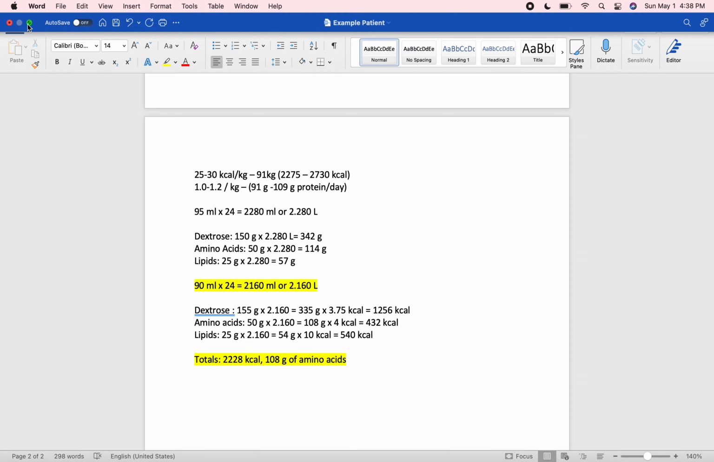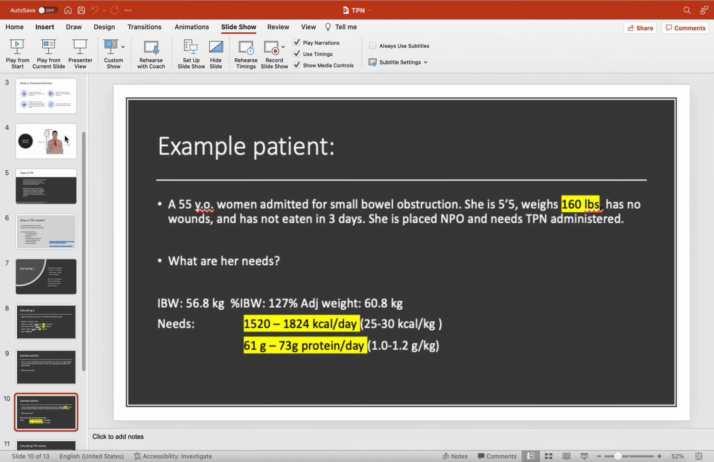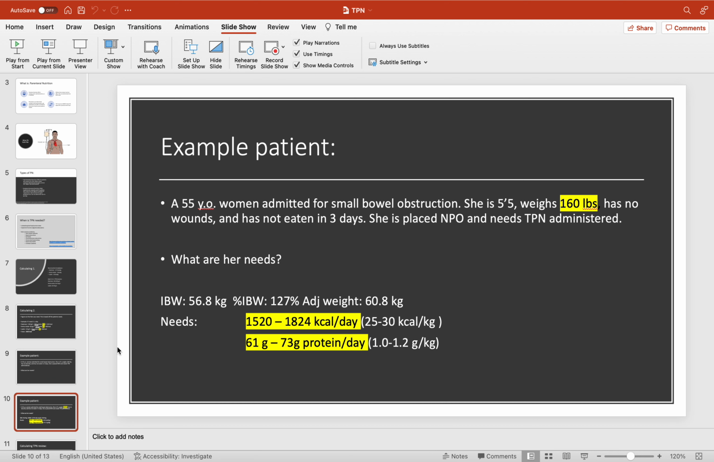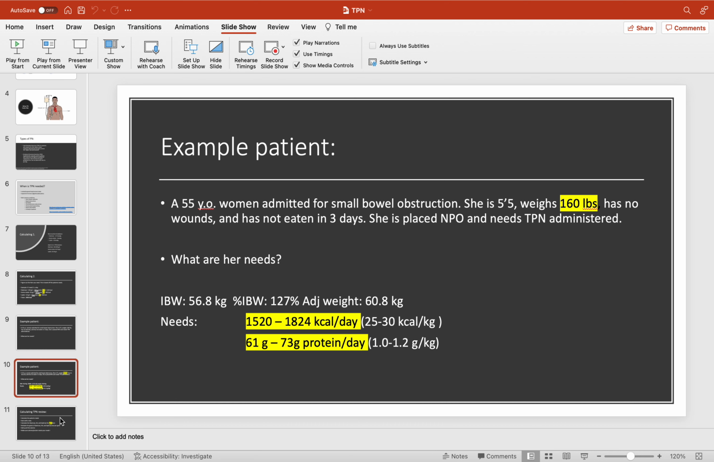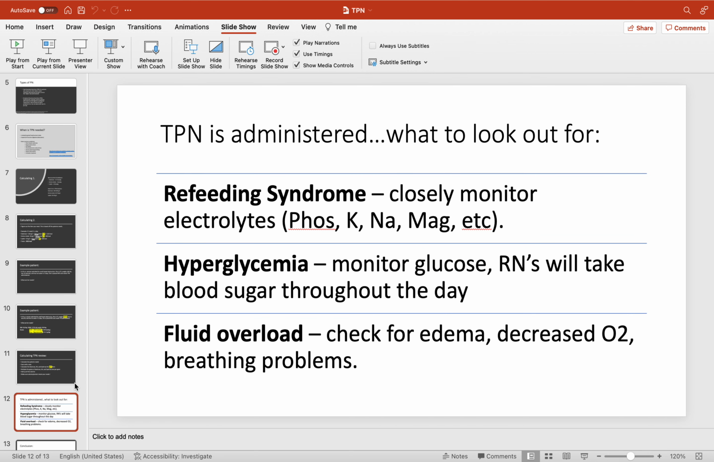So now that we figured that out, let me X out of this and go back to our slide. And so we did our example patient. We learned how to calculate. Again, I would go back and try to redo those just so you can really get the hang of it. So this is just a review.